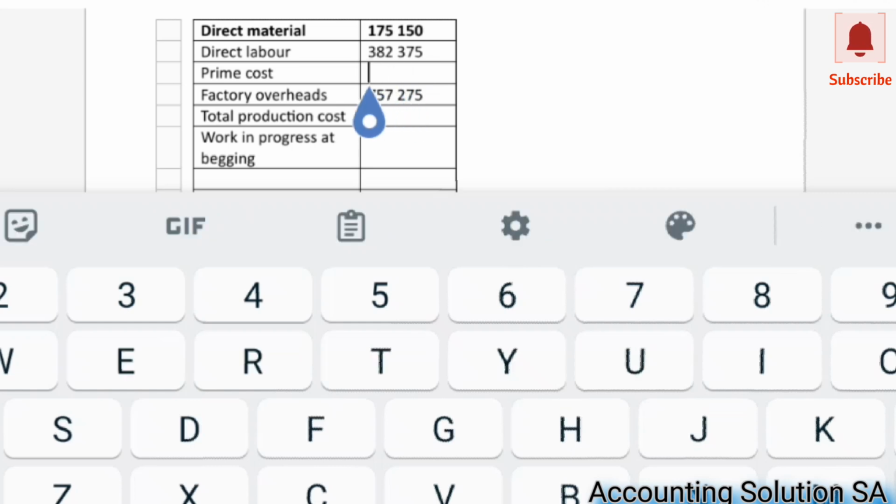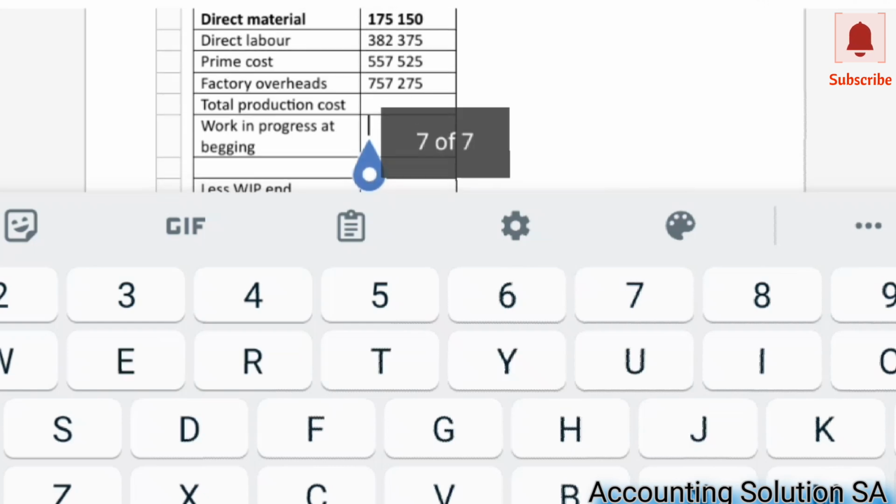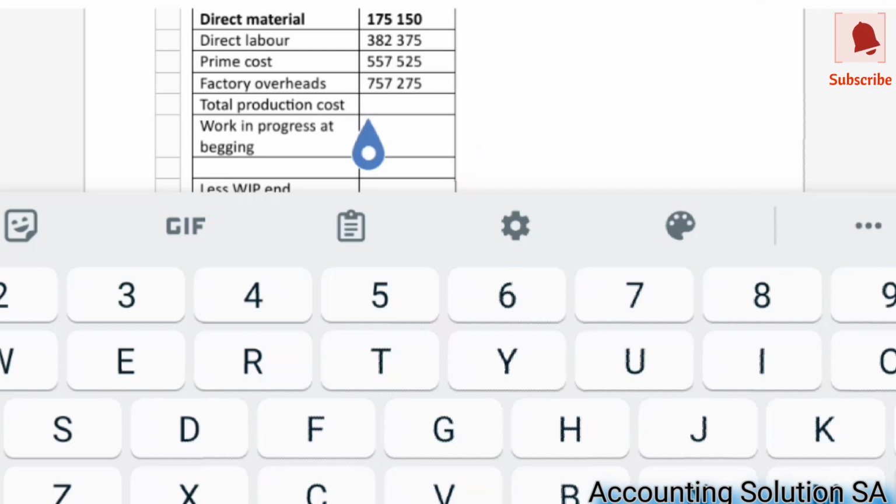Okay, we are going to add an amount of, okay, let me calculate. We're going to say 175,150 plus 382,375. Okay, 557,525. Okay, it's a prime cost. Prime cost, you add direct material and direct labor. In other words, prime cost is like a direct cost. Okay, then after that, we add a factory overhead, which is indirect cost. Then after that, total production, guys, you add a prime cost and factory overheads.